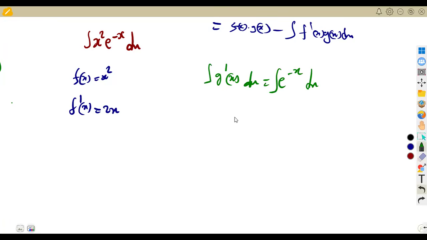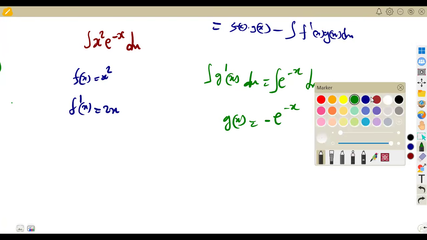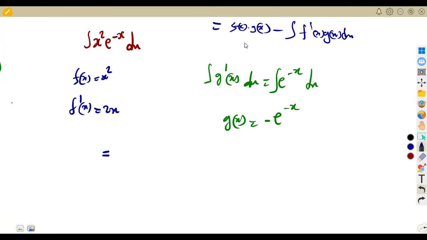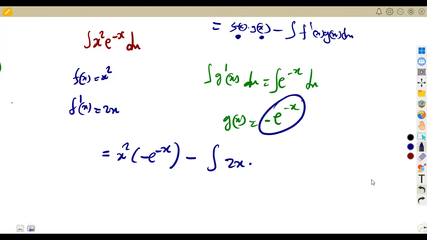And if we integrate this, we're going to have g(x), which is e to the exponent of minus x over minus 1, which, we talked about this, we end up with minus e to the exponent of minus x. All right, so taking this into consideration, now our formula: f(x) is x squared, so it's x squared times g(x), which is minus e to the exponent of minus x, minus the integral of the first derivative, which in this case is 2x, times g(x), which is minus e to the exponent of minus x, dx.